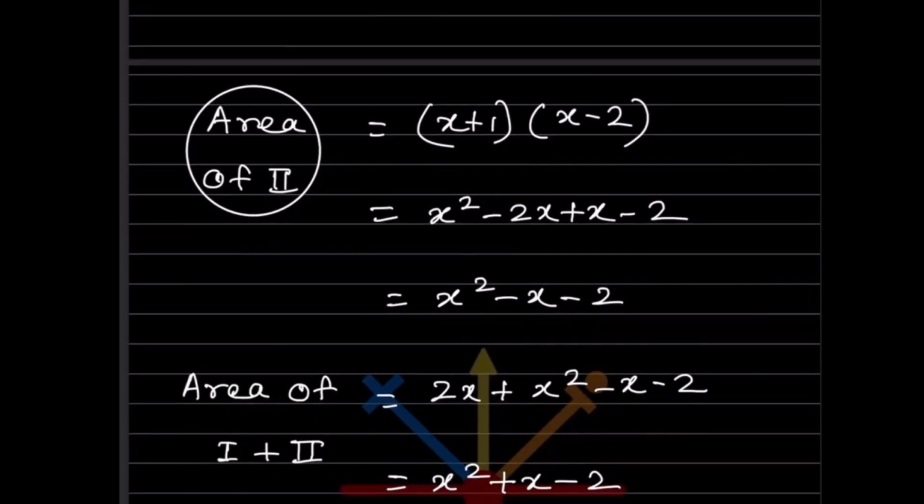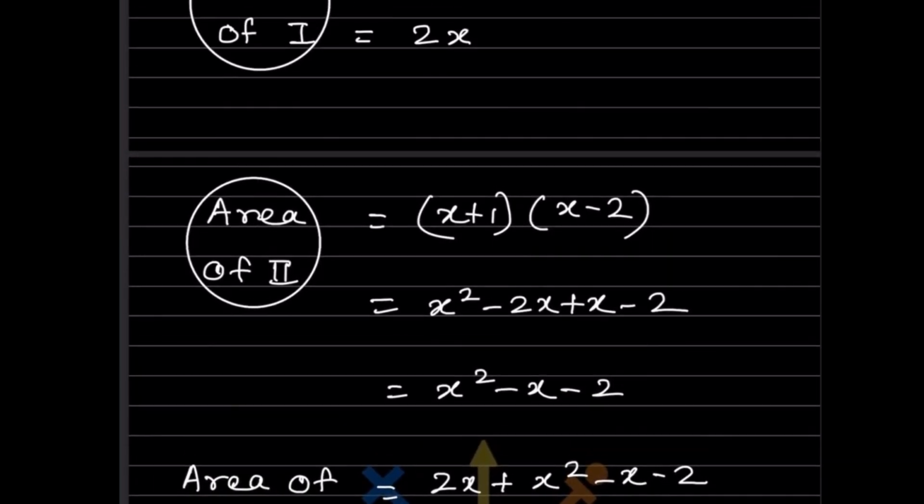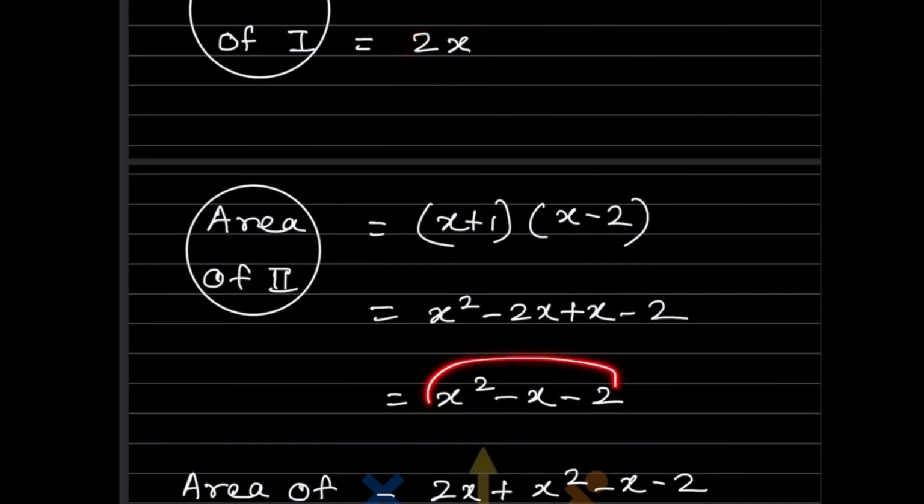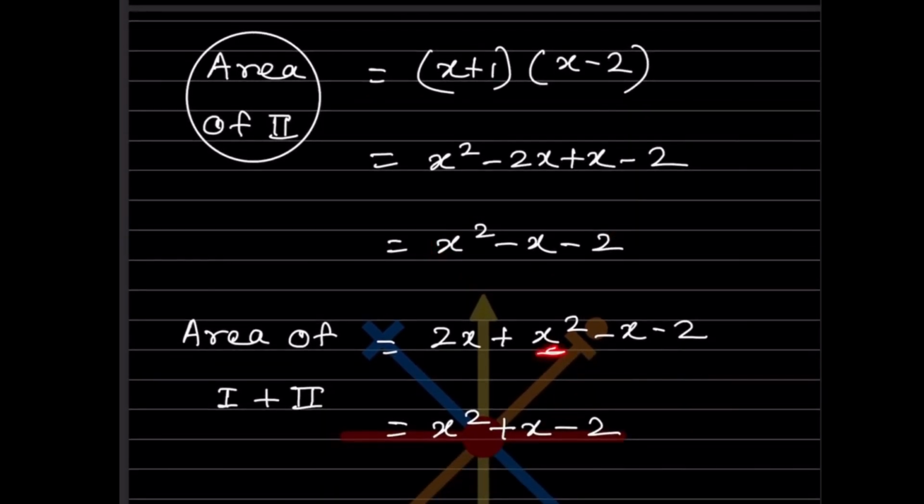So what we can say, area of 1 and 2, that is you are going to add this one 2x, and when you add it, what do you get here? x square, let us take it at the start, x square, and plus 2x minus x is going to be plus x, and this is going to be minus 2. This will be square units.